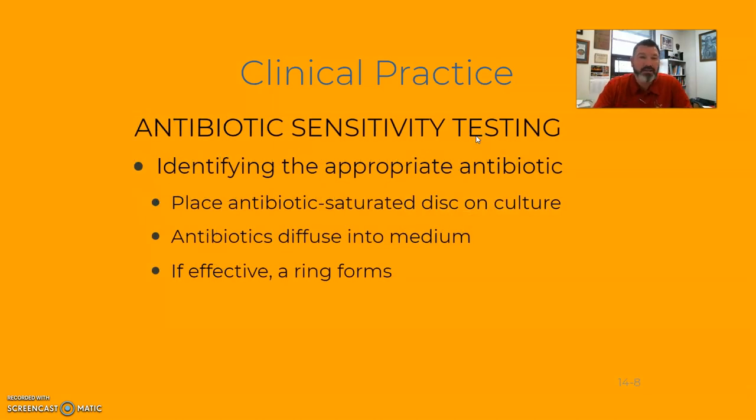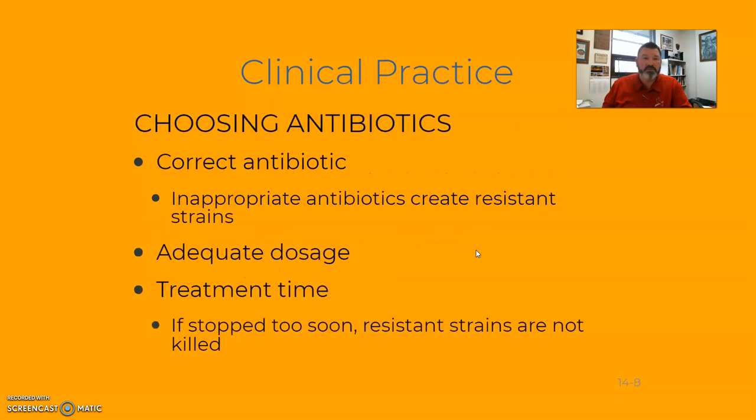You can do that sensitivity test. I mentioned placing those antibiotic saturated discs on the culture. That diffuses into the medium, and you see an effective ring that begins to form. The larger the ring, the more effective the antibiotic is. And on occasion, when you're dealing with something that's rather unique to your operation or to your particular disease, that's a great opportunity to figure out what exact antibiotic you should be using. Really important that you use the correct one, of course.